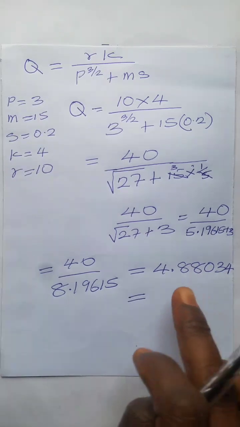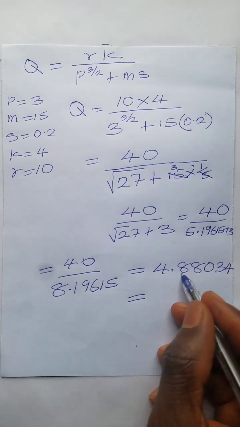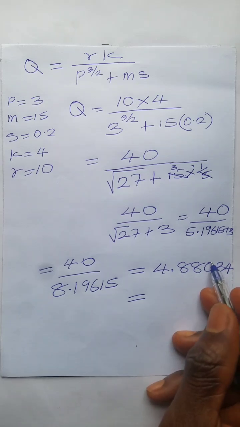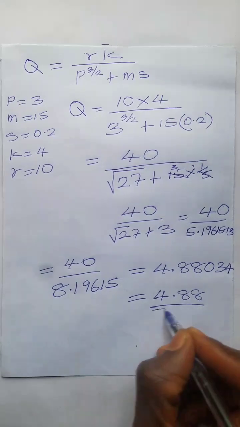Now the question says we should round it to 2 decimal places. So these are the first decimal places, these are the second decimal places. This guy is not up to 5, so we can just end it there. So that's our answer.